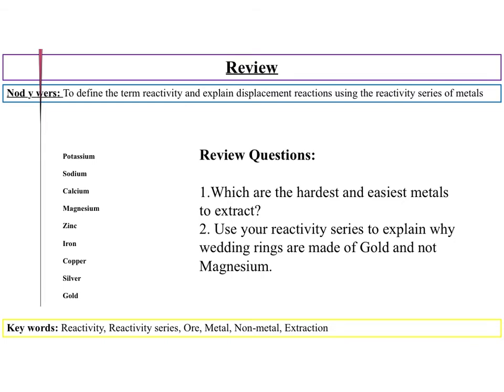Okay, so a couple of review questions. I don't know what's happened there, but that's the most reactive one at the top and that's the least reactive at the bottom. Okay, so thinking about what I just said, pause the video and answer these two questions. Okay, which are the hardest? The ones at the top, such as potassium and sodium, they're so reactive, they're quite hard to extract. The easiest ones are then your golds and your silvers. They're not very reactive, making them easier to extract.